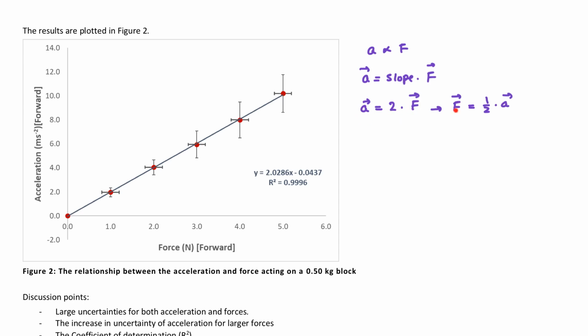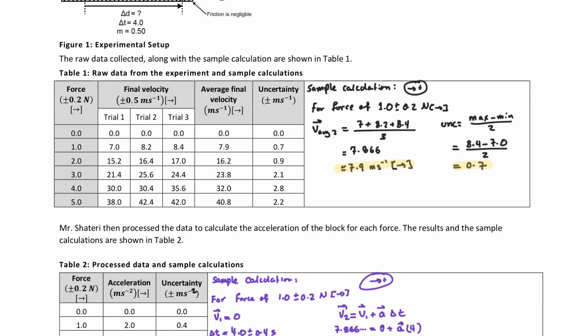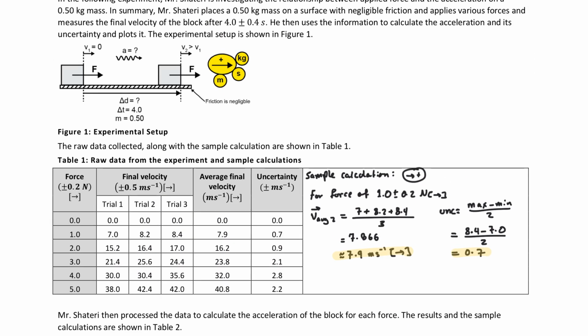This side divided by 2, I will get force. This side divided by 2 is 1/2 times the acceleration. 1/2, this is an important value. And in my lab, when I was collecting the data, the value of 1.5 was actually my mass. And that's actually pretty interesting.